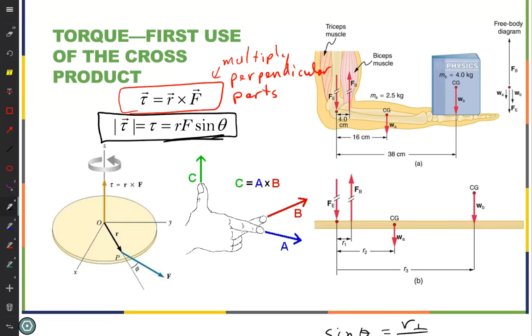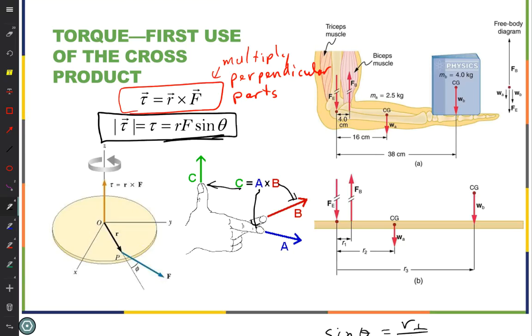Now, the way we use this with the cross product is the answer is always going to be the direction of your thumb. The first vector is the direction of your index finger, and the second vector is the direction of your middle finger. So if you take the example of me holding the mass out here.